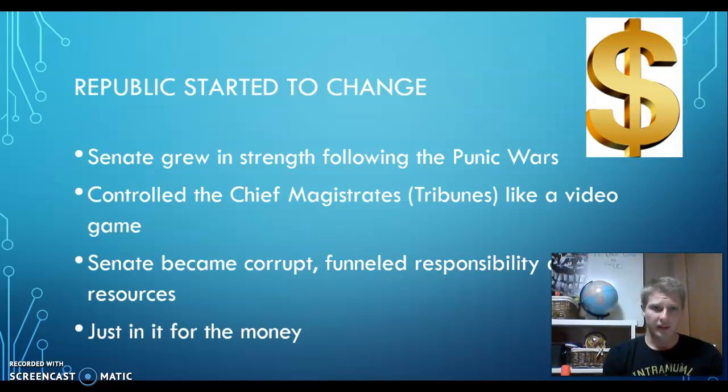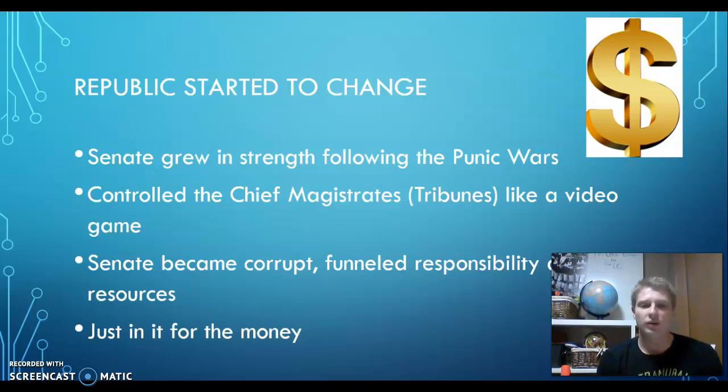And so the Senate grew its strength, and through the Punic Wars, they basically controlled the chief magistrates and made them into puppets, through the influence of money, through other diplomatic ways. They basically had their way with the chief magistrates, and it really lost its role in society in the time that they had and the purpose that it served. And so the Senate became corrupt.